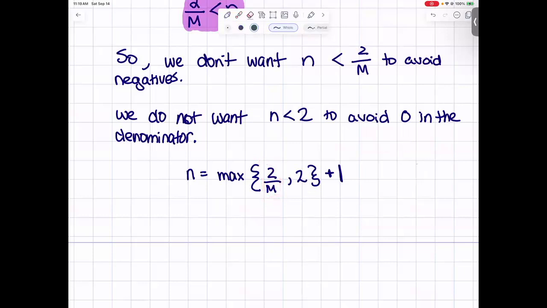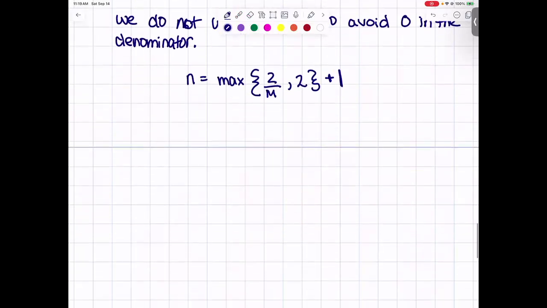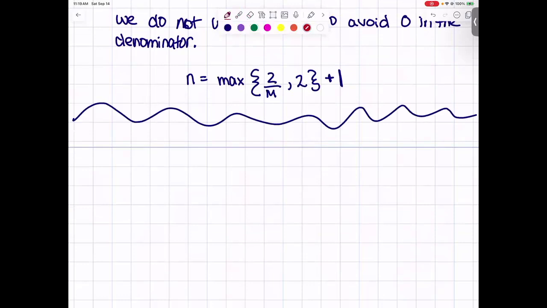Okay, so now we have found some possible x value that we do think will work based off of taking that inequality and sort of setting ourselves up for success there. So let's actually officially start our solution. Let n equal the max between 2 over m and 2 plus 1. This is how we always start our proofs.